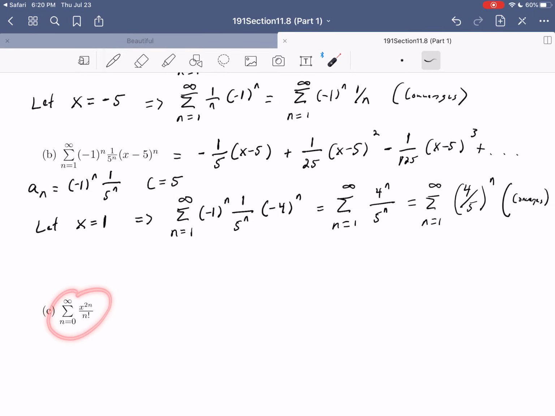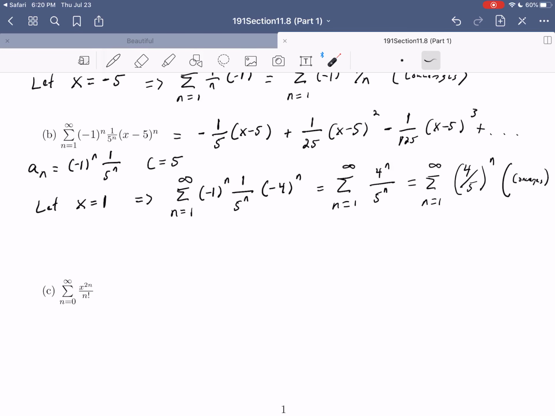For this one, we have the sum from n equals 0 to infinity, x to the 2n over n factorial. We could rewrite this a little bit if it helps you visualize the different pieces: 1 over n factorial, and then x to the 2n separately. So here the a sub n component would be that 1 over n factorial. And the center here, well, keep in mind that that x could be written as x minus 0. So our center here would be c equals 0.